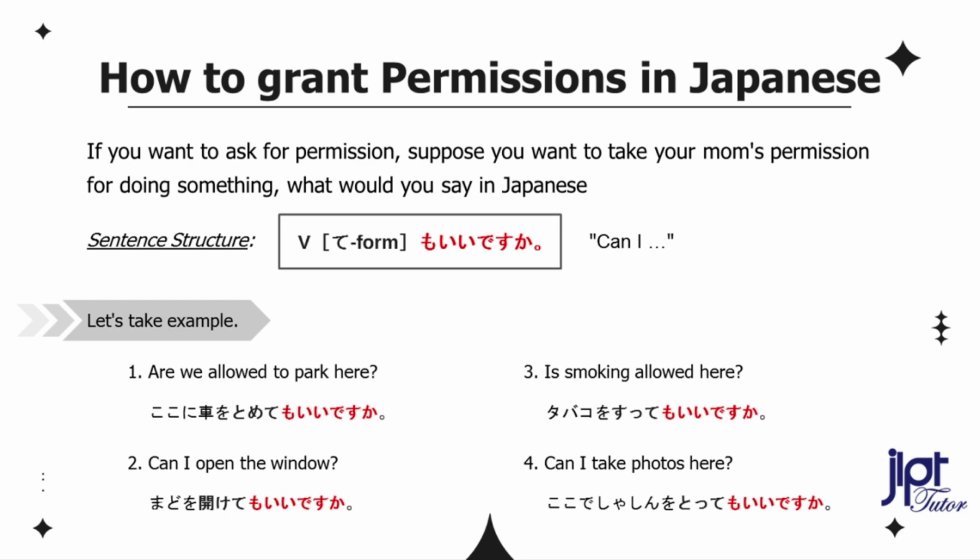Let's do one more. Can I take photos here? ここで写真を撮ってもいいですか？ All right. Now you can easily ask and give permission in Japanese. By the way, don't forget to check out the homework section to practice more sentences like this.